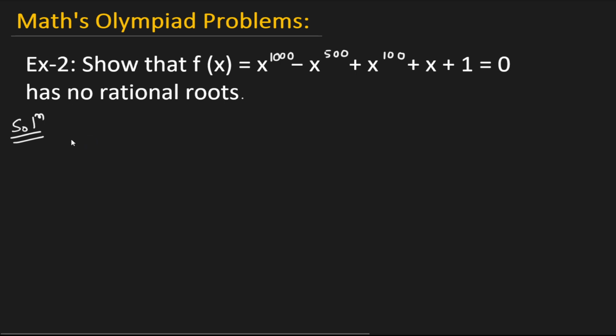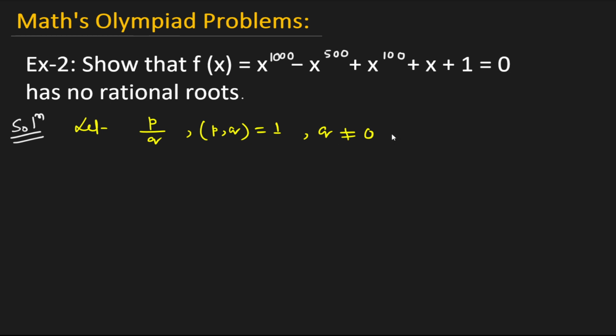Like this, let p by q, where HCF of p and q is 1 and q is not equal to 0. So we are supposing p by q is a rational number, and let us suppose that this is a root of this particular equation. We are doing it in a reverse way, meaning we have to show that this is not a root. So let us suppose that this is a root, and we will get a contradiction.